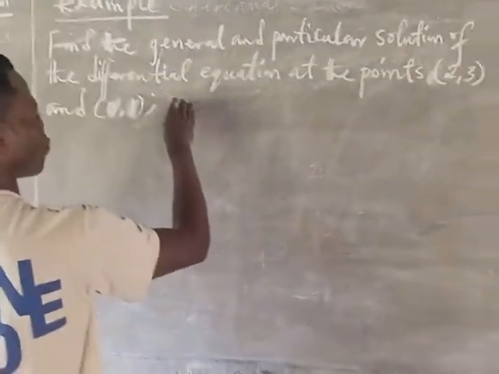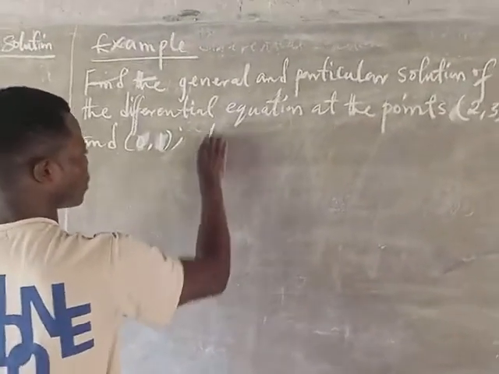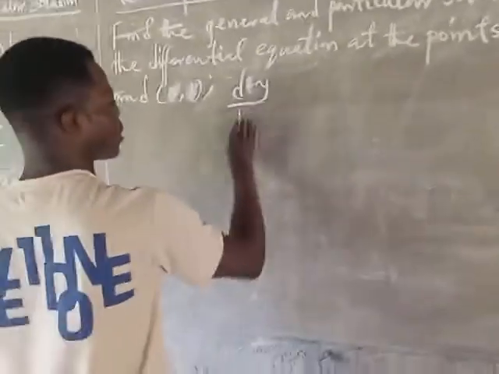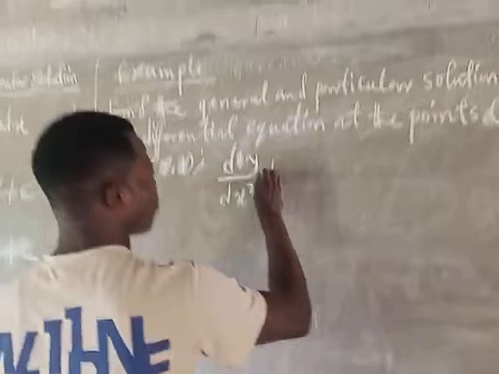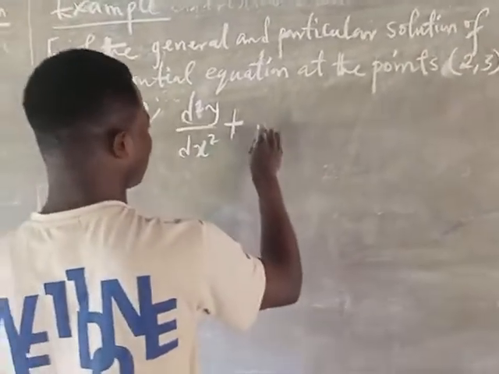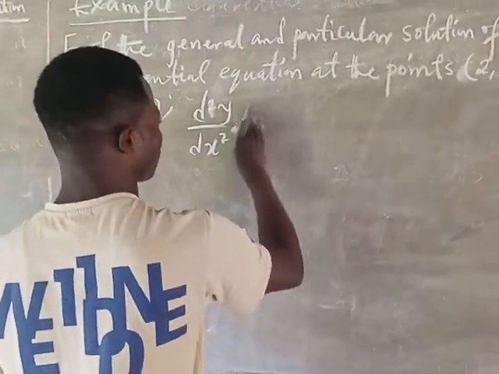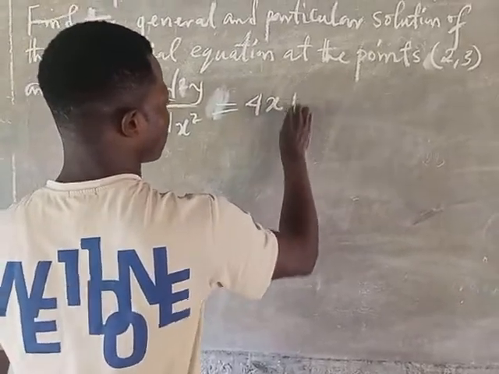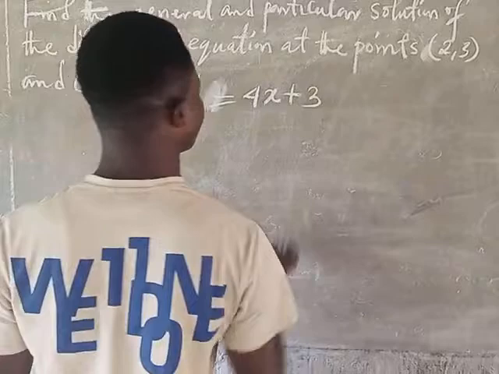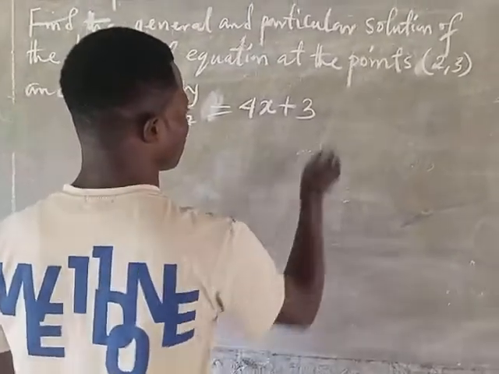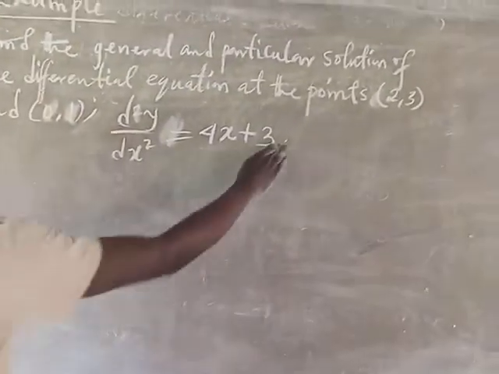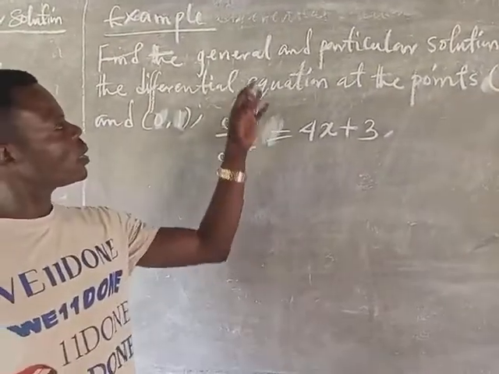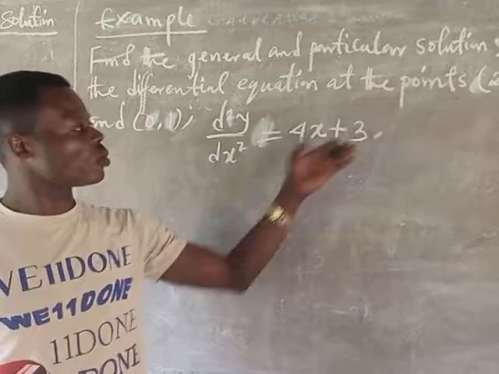So this is the differential equation: d squared y over dx squared is equal to 4x plus 3. So this is the question. We want to find the general and the particular solution for this question.